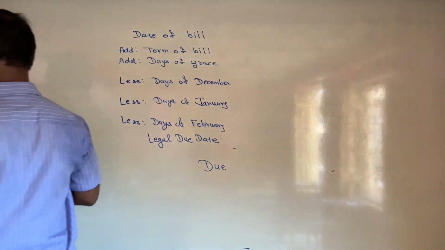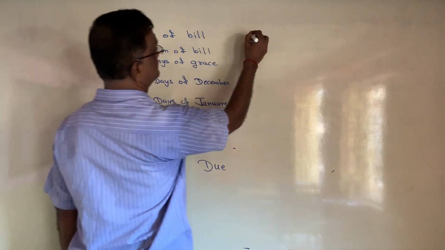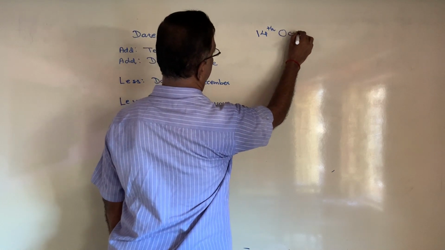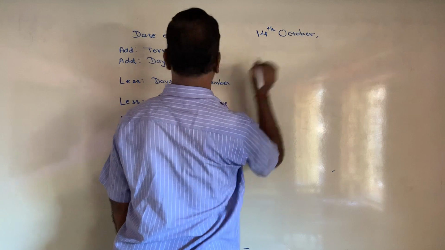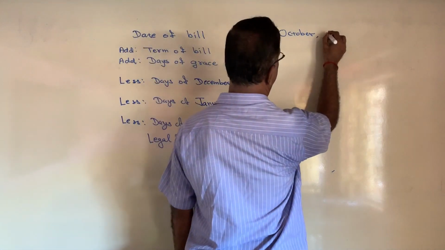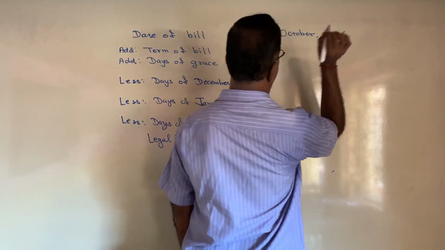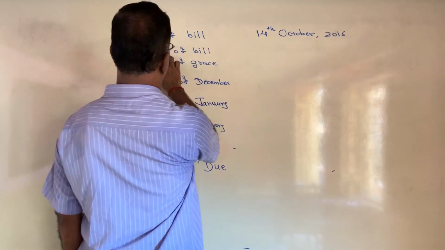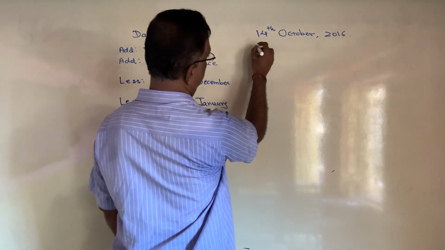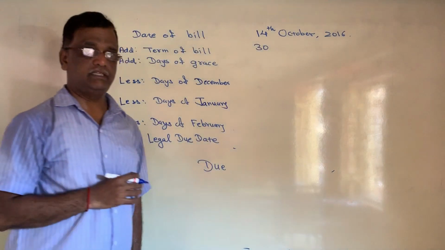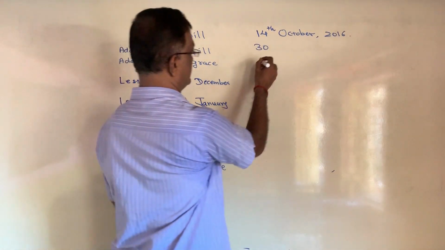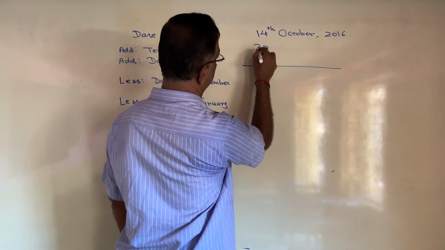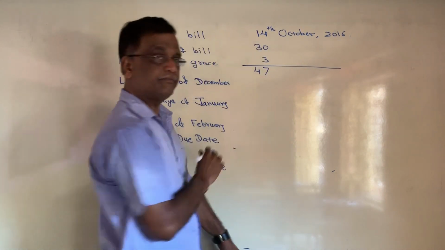In the fourth sum, date of bill was given 14th October (2016) and the term is given 30 days. So term of the bill, that is period of the bill, is 30 days. Add 30 here plus 3 days of grace again. So total is 4 and 3, 7; 3 and 1, 4; 47.